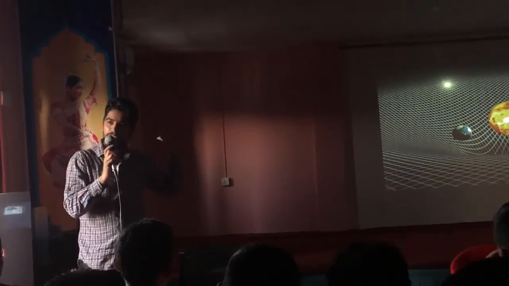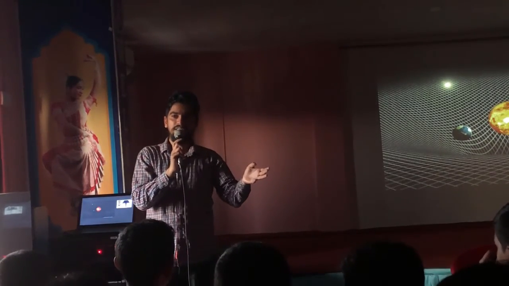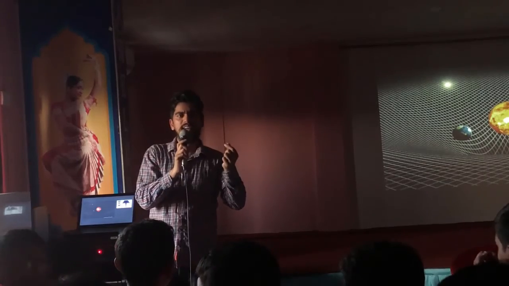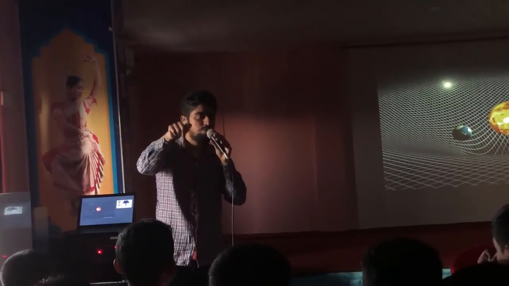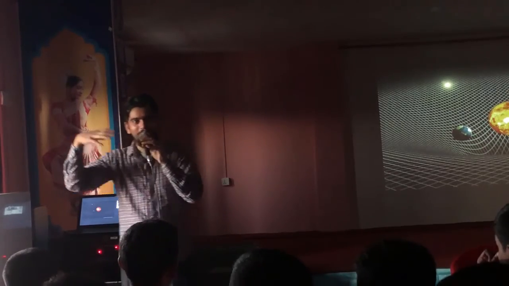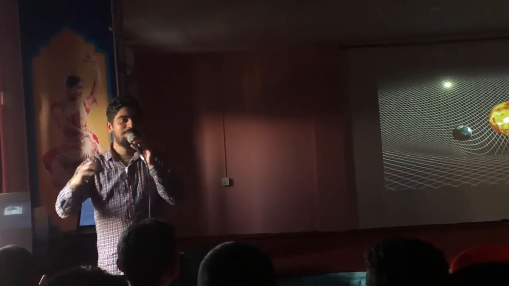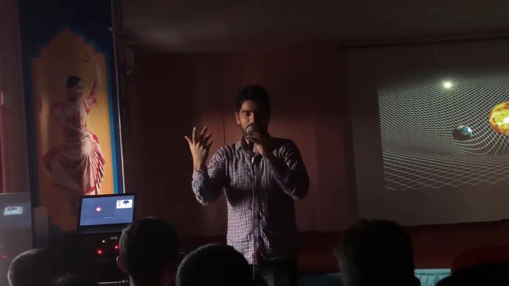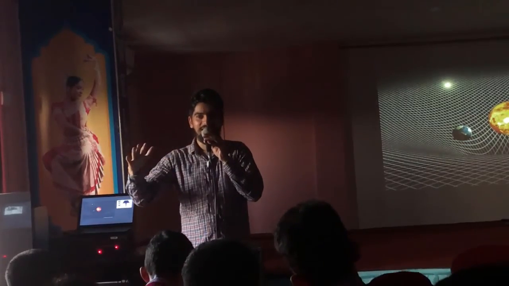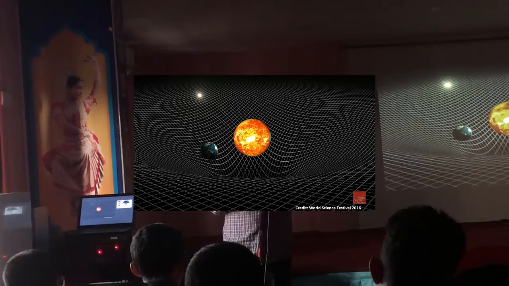By our previous video, we proved that light curves in a gravitational field. Why does that curve? Because light always takes the shortest way, and the shortest way is curved. What does that imply? That implies that our space-time universe, our space-time, is not flat, it is curved.